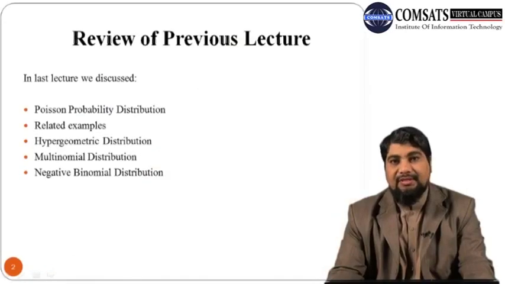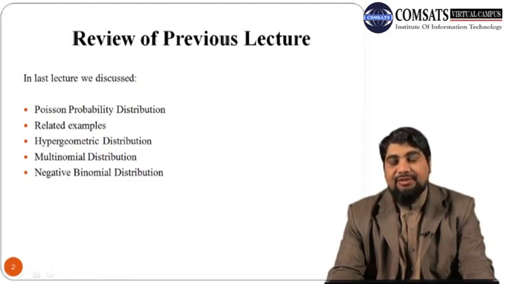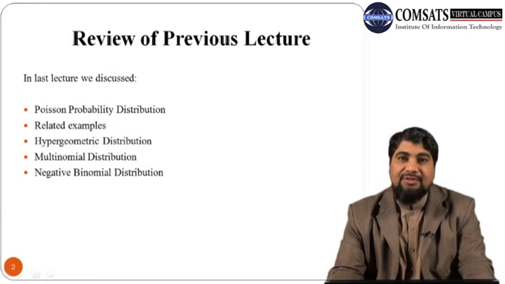Let's start. So first we take a review of the last lecture. In the last lecture we discussed the Poisson probability distribution with related examples. Then we discussed the hypergeometric distribution, the multinomial distribution, and the negative binomial distribution.